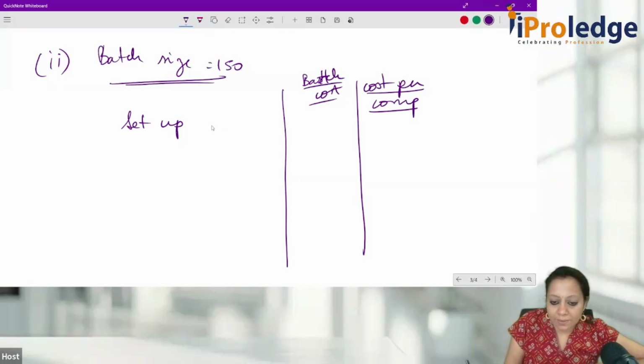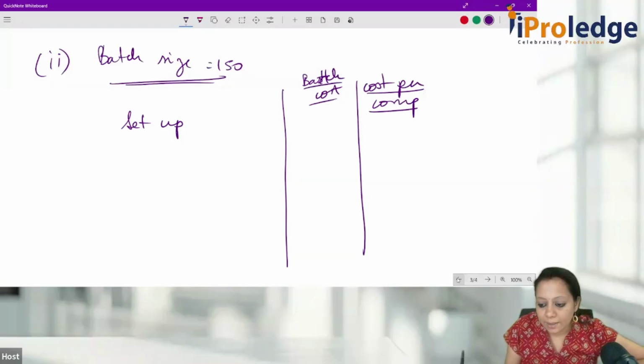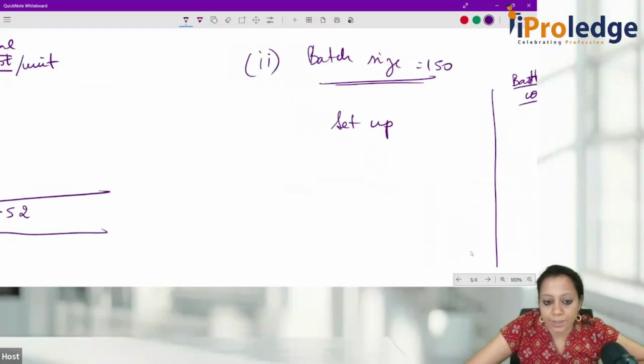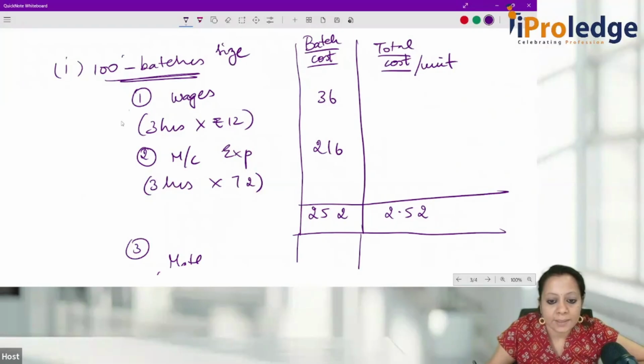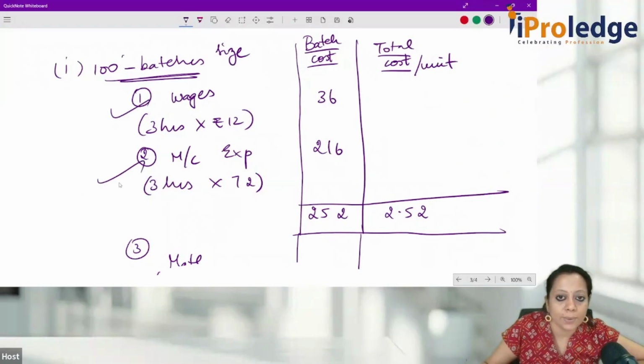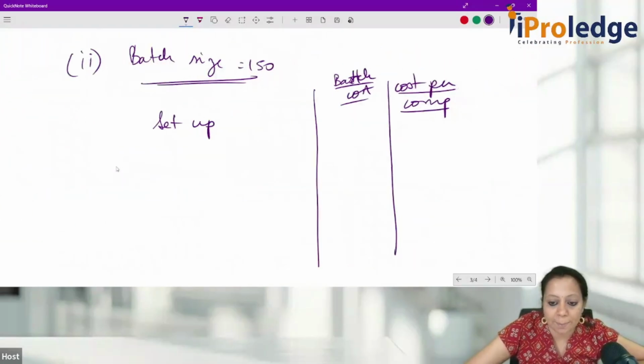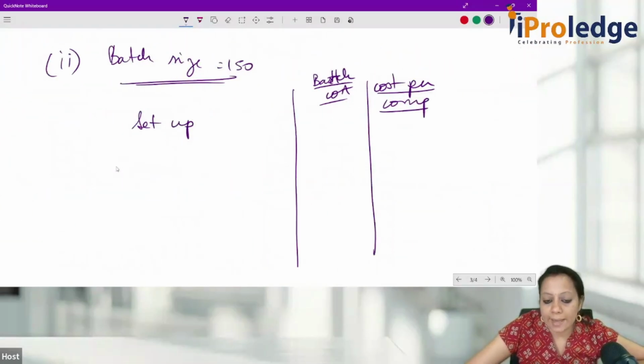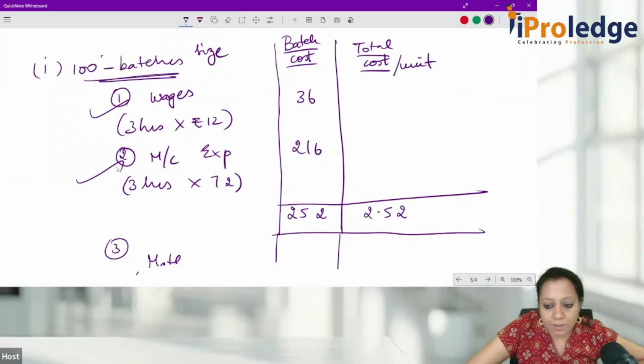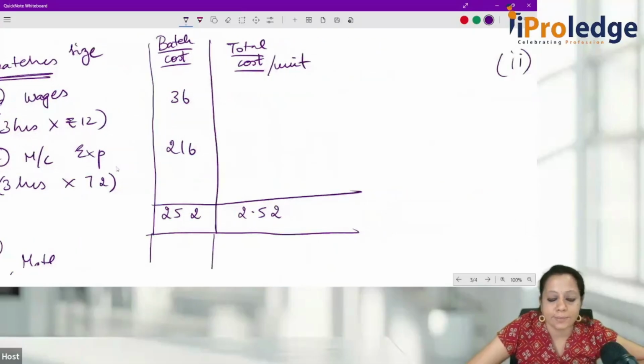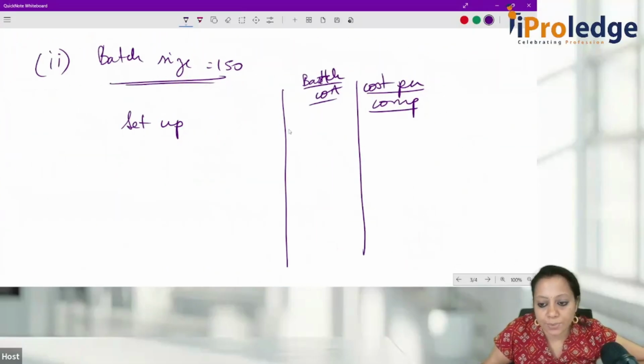Okay. So now how are we supposed to do? The setup cost, see, this is not going to change. I think I have it here. I will show it to you. Will this change? No. Setup cost is not going to change per operator. It is going to be the same. All right. So can we directly take this amount 252? Yes, 252.